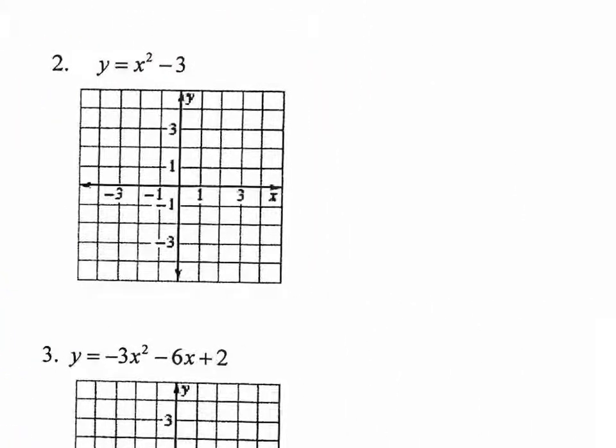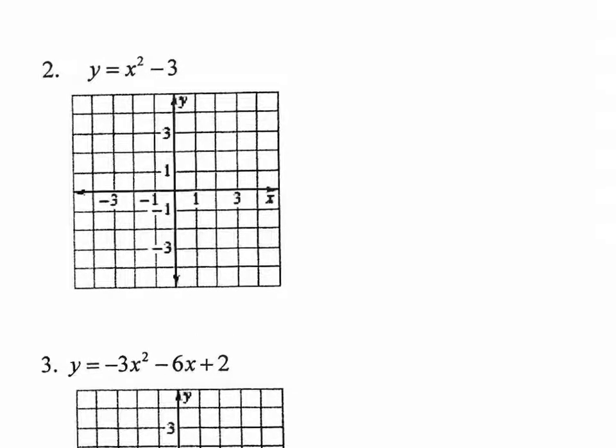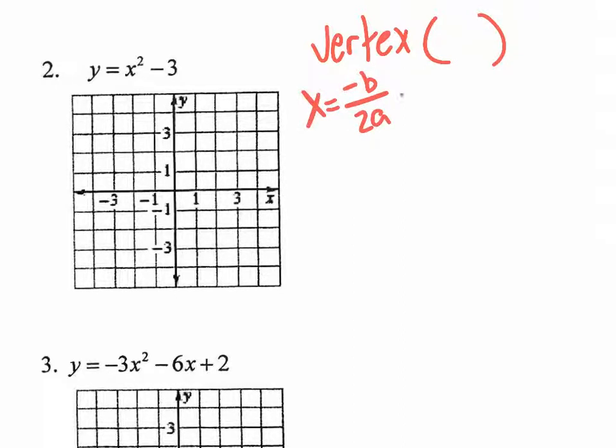Right here on number 2, you want to find the vertex first. And to find the vertex, which is a coordinate, you're going to use the formula x equals negative b over 2 times a. And when you use that formula, you're going to use parentheses instead of the b and instead of the a. So you have negative parentheses over 2 times parentheses.